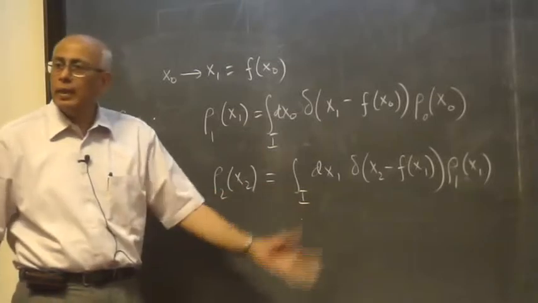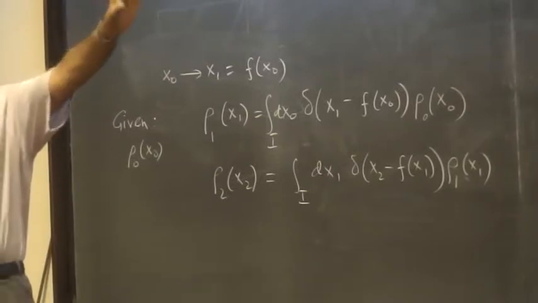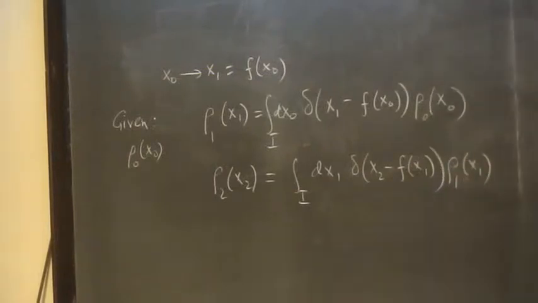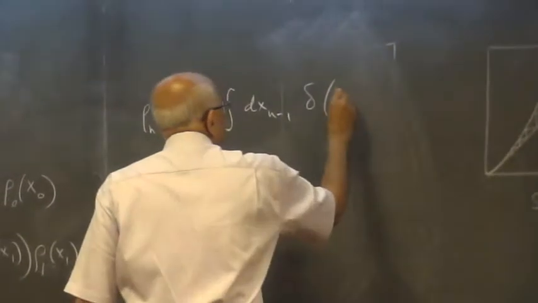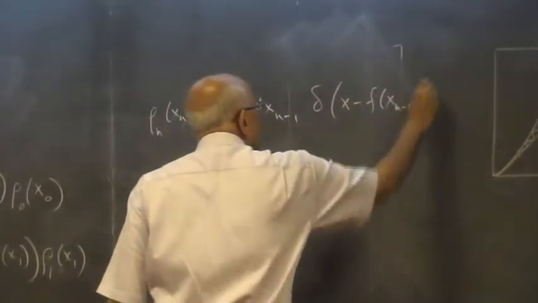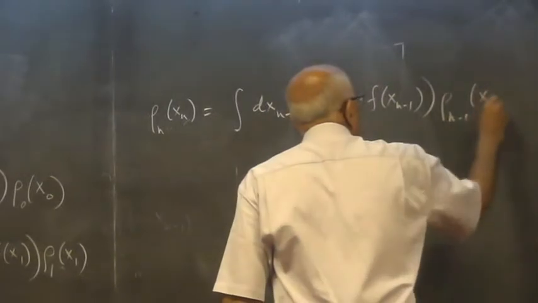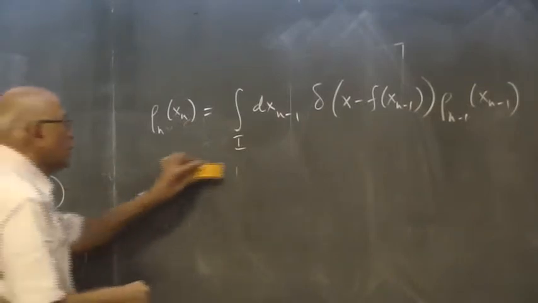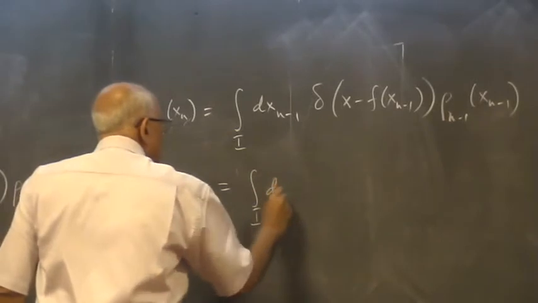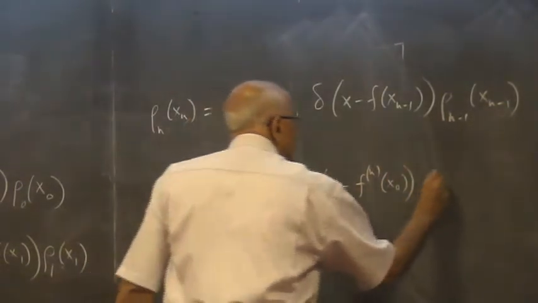And I can do this for all time. I can keep doing this. So you give me any initial distribution, rho naught of x naught, and I'll tell you how it evolves at time n. And to cut a long story short, it's clear that rho n of xn is equal to the integral dx n minus 1 delta of xn minus f of x n minus 1, rho n minus 1 of x n minus 1, over this interval. But you could also write it in terms of what the initial distribution was. You could also write it as the integral dx naught delta of x minus f^n of x naught, after n iterations, times rho naught.